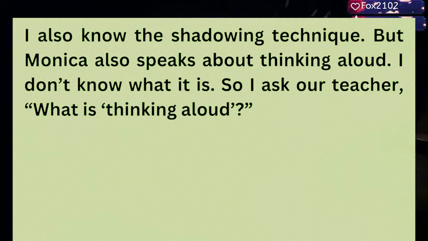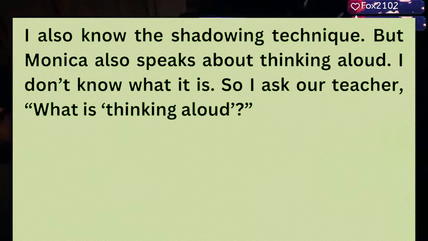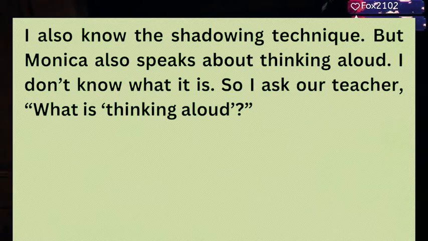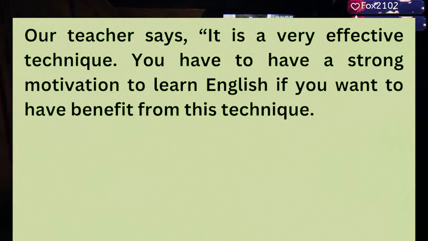But Monica also speaks about thinking aloud. I don't know what it is. So I ask our teacher, "What is thinking aloud?" Our teacher says, "It is a very effective technique.